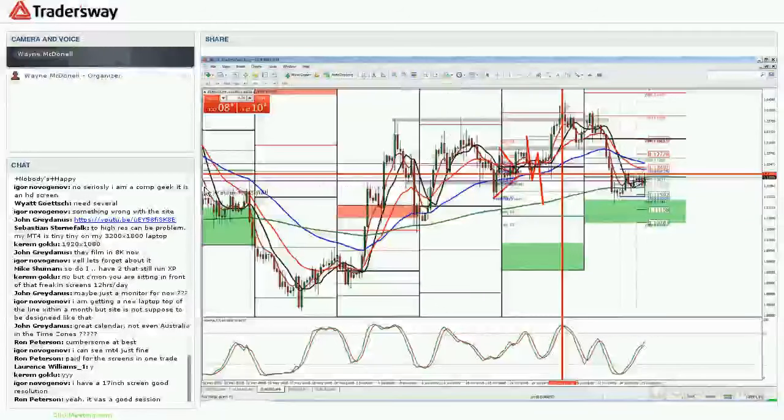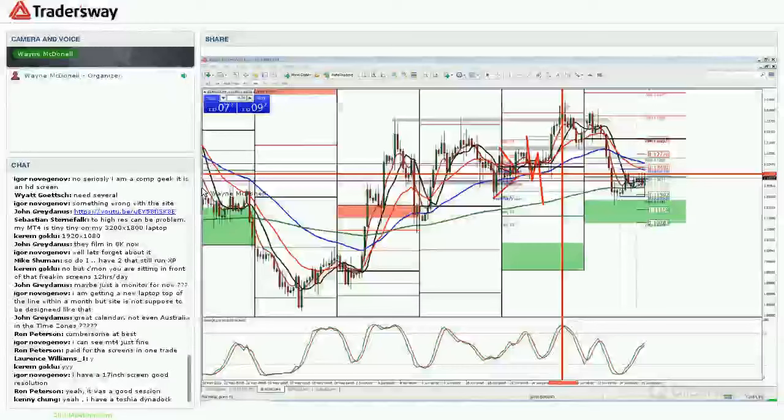Yeah. So anything over 900 pixels is what you should have. Really, it should be 10 something, right?